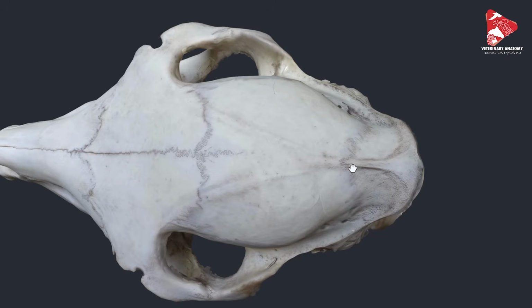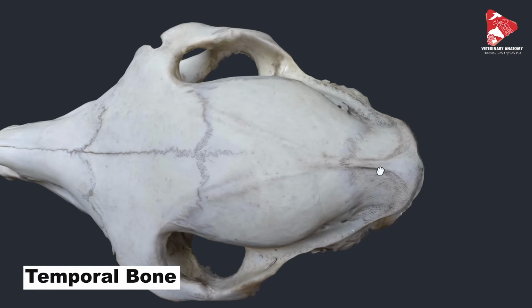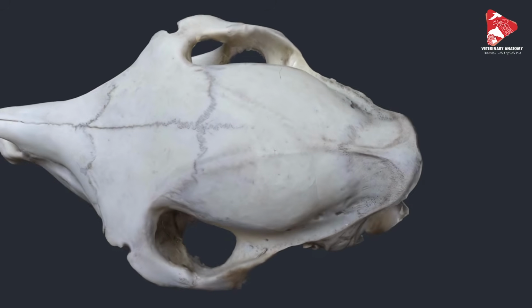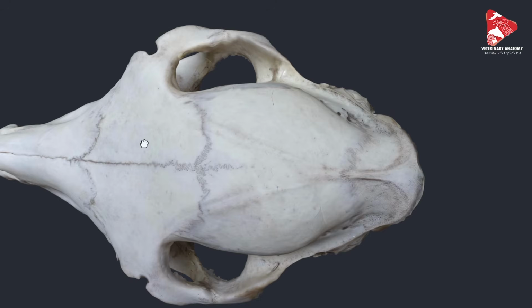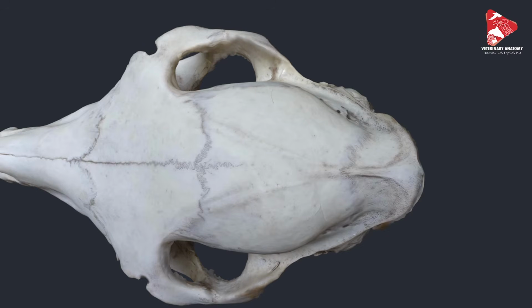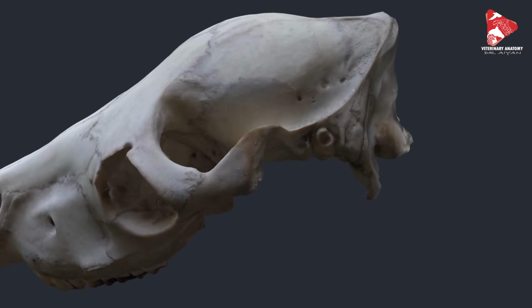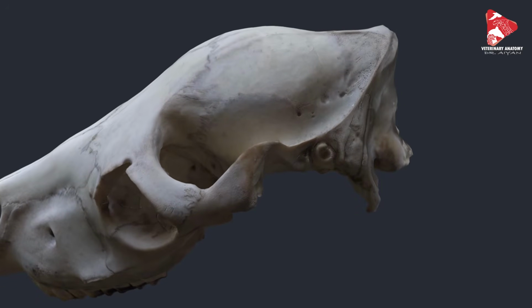In the horse, we will find also that part of the temporal bone is located here, forming part of the roof of the cranial cavity. So now we mentioned again the frontal bone, the parietal bone, and the interparietal bone in this area here. Let's move to the lateral view, just like this, and put it in the center.